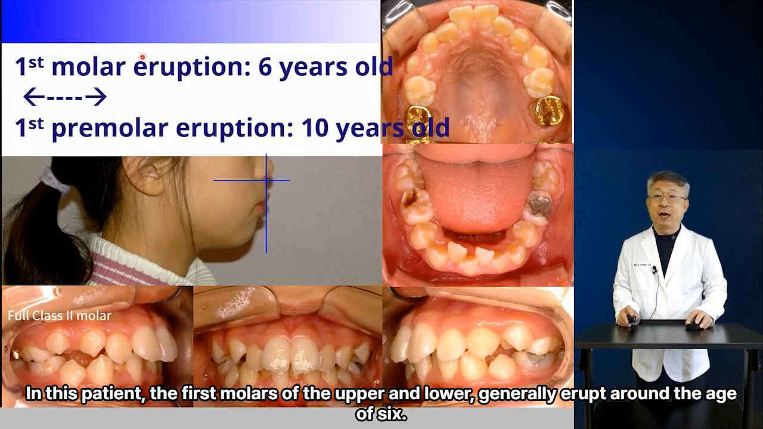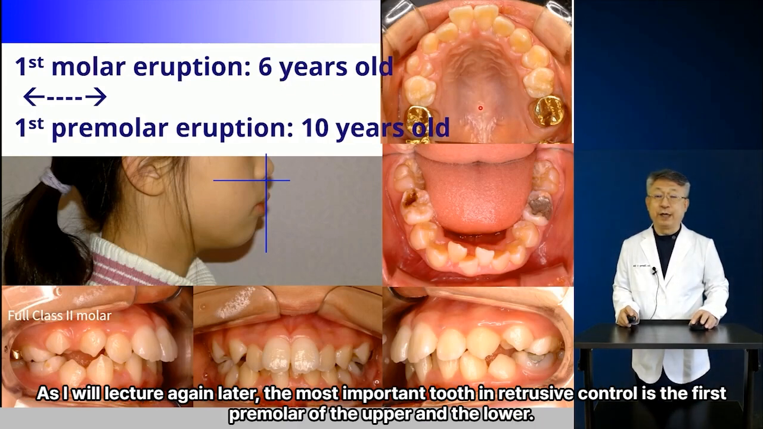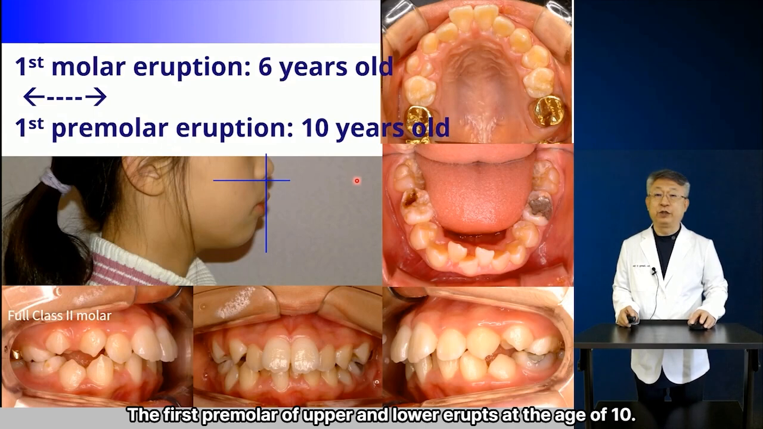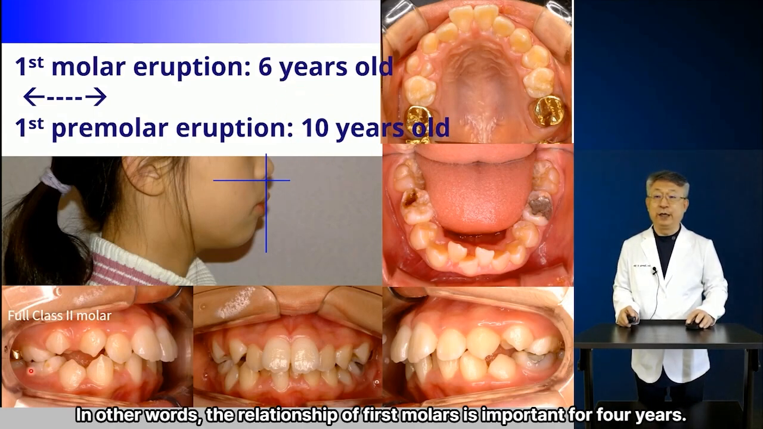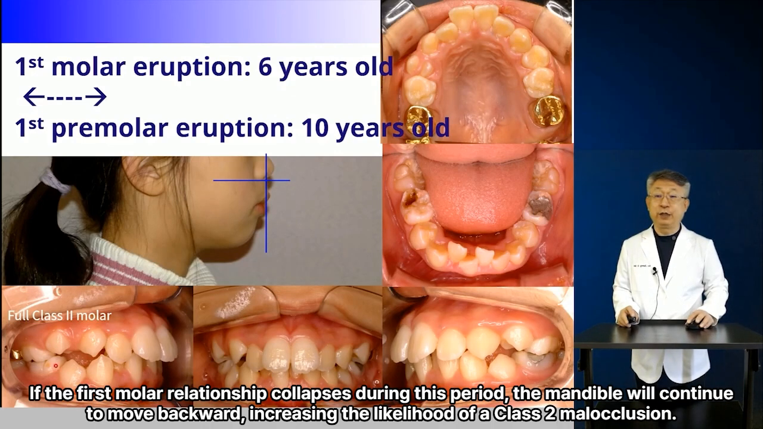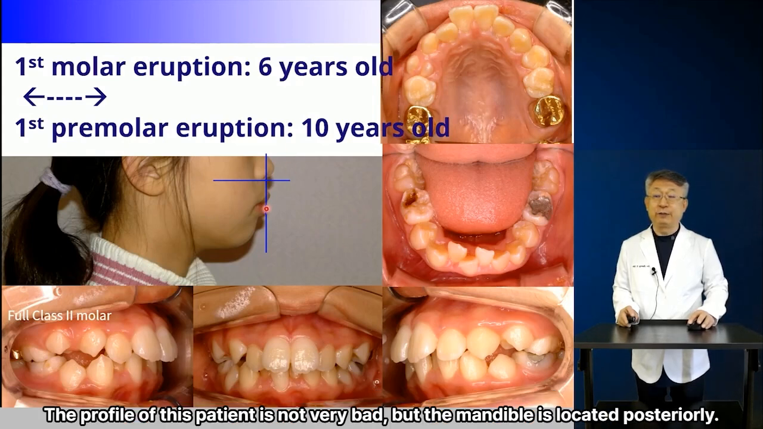In this patient, the first molars of the upper and lower generally erupt around the age of 6. As I will lecture again later, the most important tooth in retrusive control is the first premolar of the upper and the lower. The first premolar of upper and lower erupts at the age of 10. In other words, the relationship of first molars is important for 4 years. If the first molar relationship collapses during this period, the mandible will continue to move backward, increasing the likelihood of a class 2 malocclusion. The profile of this patient is not very bad, but the mandible is located posteriorly.